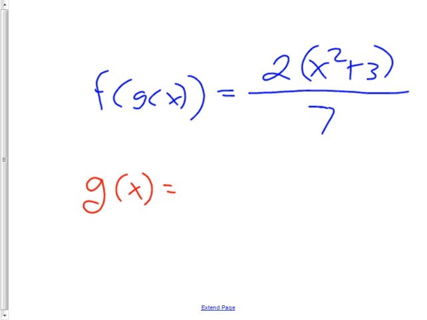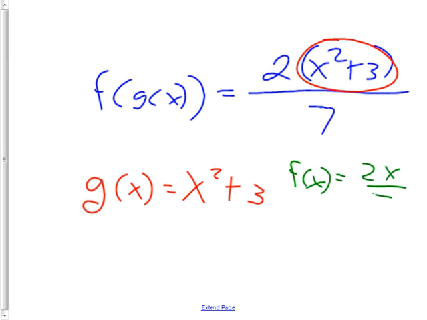And then I chose this time. And then you logically figure out, if you remove that from the equation and replace it with an x, that the other part must be f of x, which would have to be 2x over 7.